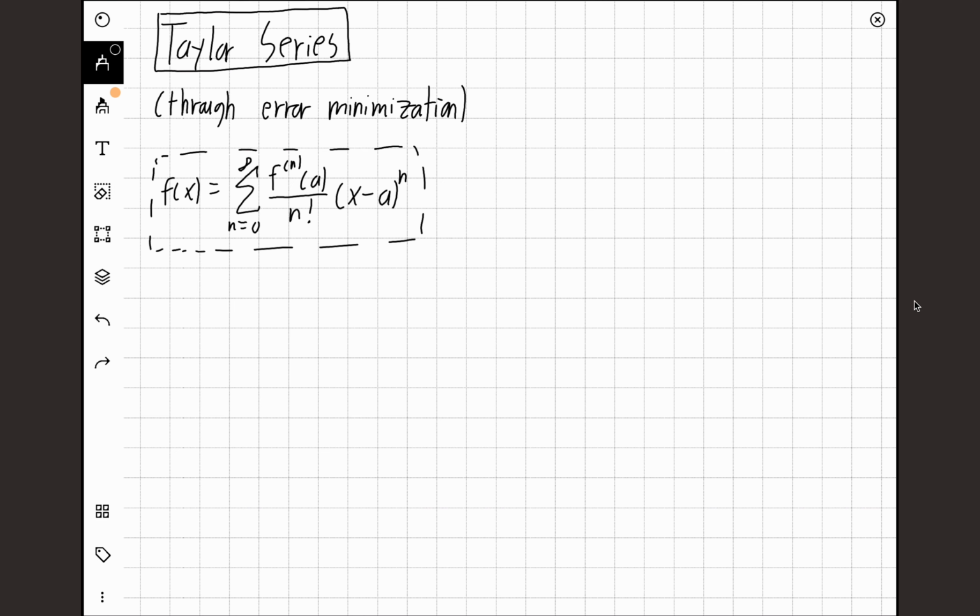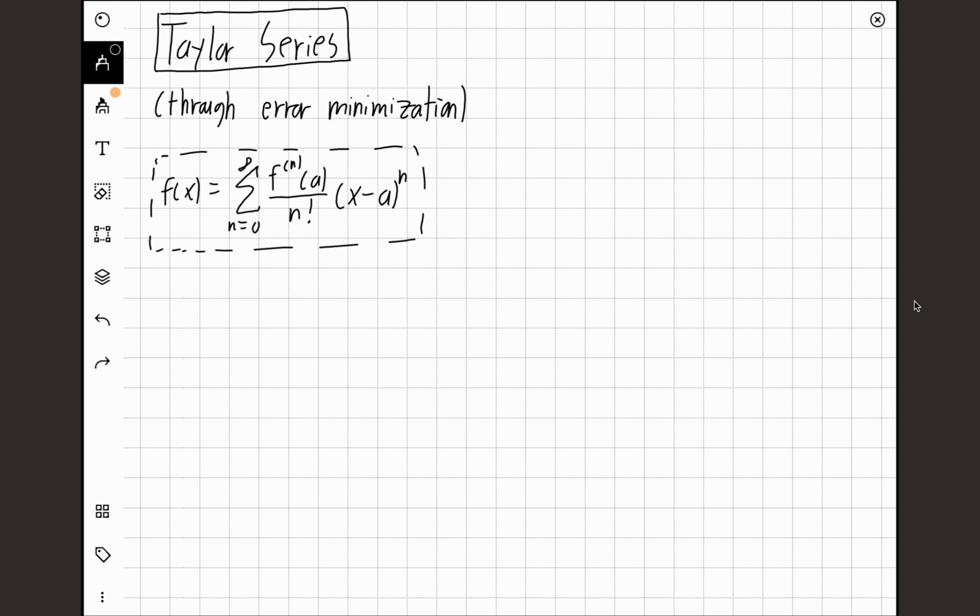Because we're going to take a method such that we first take a polynomial of degree 1, and find the polynomial of degree 1 which is the best possible approximation of our function f at the point a. Then we're going to extend it to a polynomial of degree 2, and find the polynomial of degree 2 which is the best possible estimation of our function f of x. And we're going to keep on repeating this process.